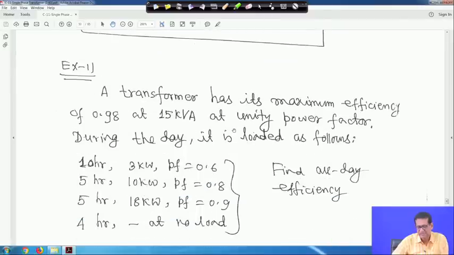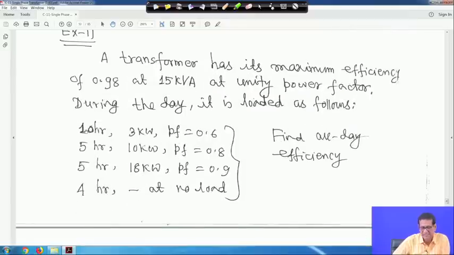Now, example 11. A transformer has its maximum efficiency of 0.98 at 15 kVA at unity power factor. During the day it is loaded as follows, because we have to find out the all day efficiency. For 10 hours it was 3 kilowatt, power factor 0.6, lagging. It is generally lagging, but not mentioned here.